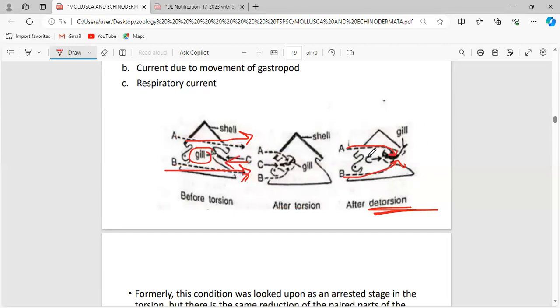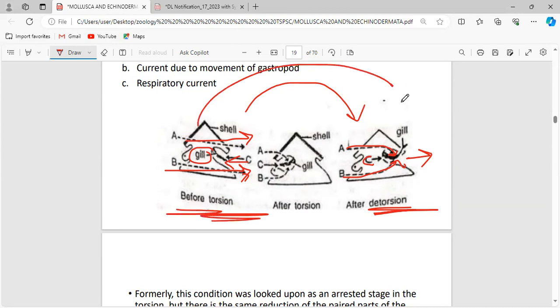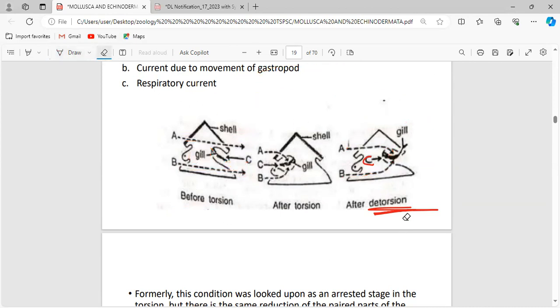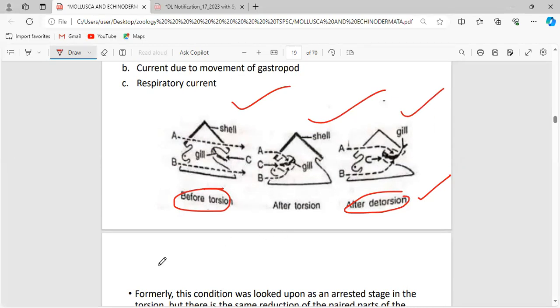Now, see, again the direction is facing this way. This is what I'm saying. It is not necessary that the same structure will be in the same position as before torsion. It can't be reversed exactly. But anyhow, we can say detorsion is a reverse mechanism of torsion. But see the difference between before torsion and after detorsion. So you have to study this diagram also.